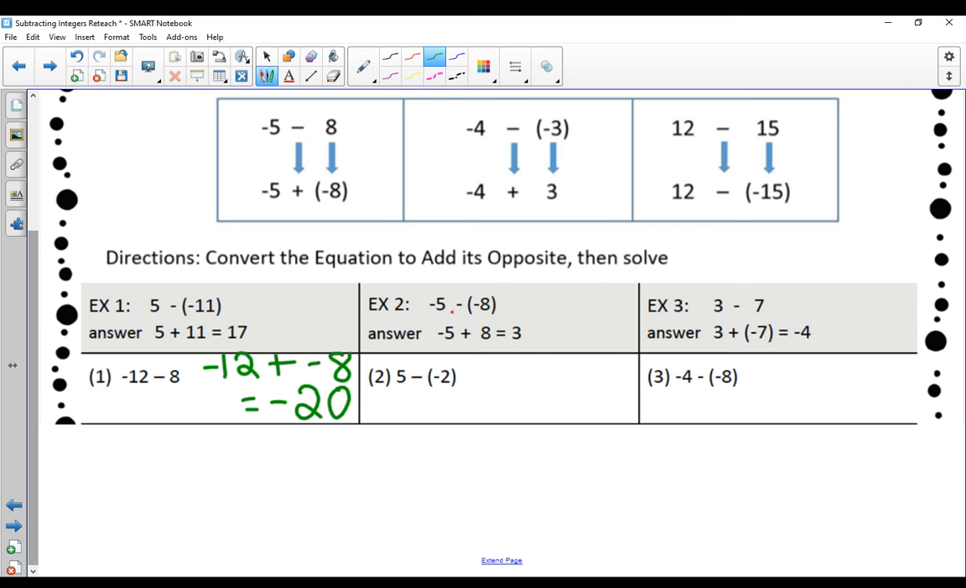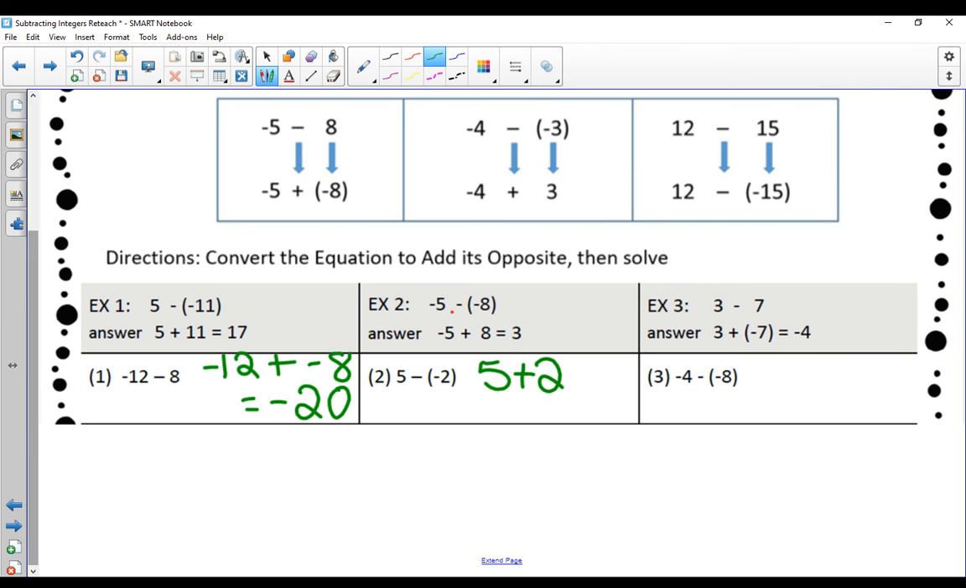And there we go. Again, we just followed our same rules as earlier of the adding integers, which we went over yesterday. So now let's take a look at number 2. We have 5 minus a negative 2. So what that means is we're going to keep our first number the same of 5. I'm then going to change my subtraction sign into an addition sign. And then I'm going to want to change my negative to its opposite, which negative 2's opposite is just 2.